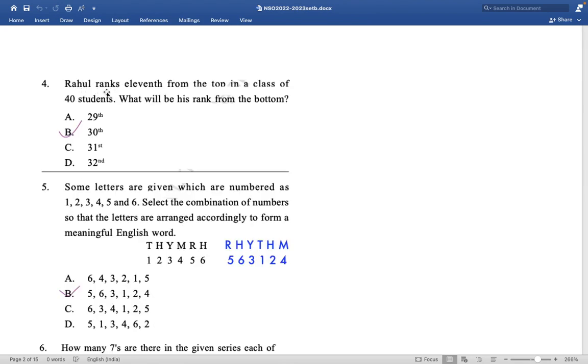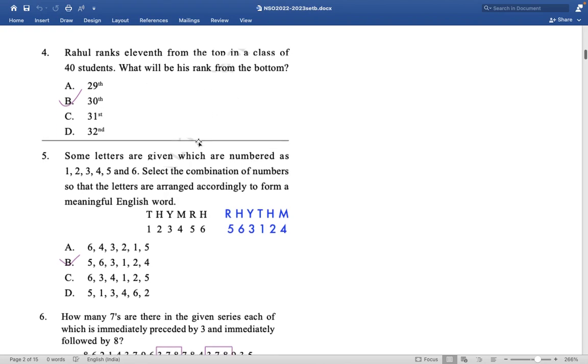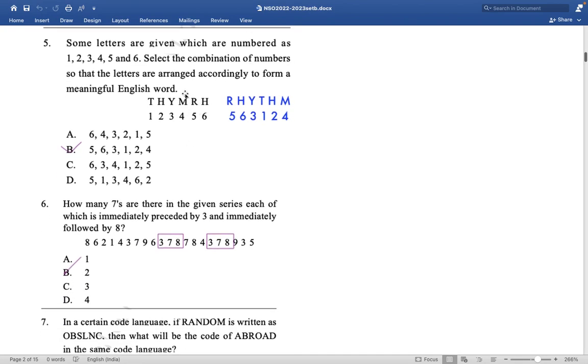Since Rahul ranks 11th from the top of the class of 40 students, there will be 29 people behind him. As we have to check, his rank will be the 30th place from the bottom. When we rearrange these letters, B is the correct order as it gives us the word rhythm.